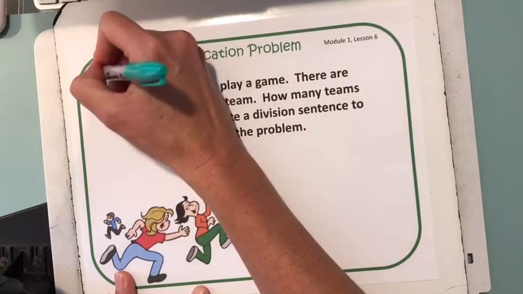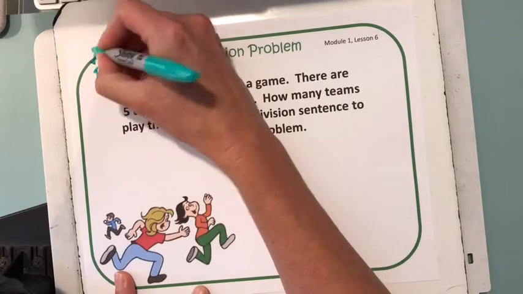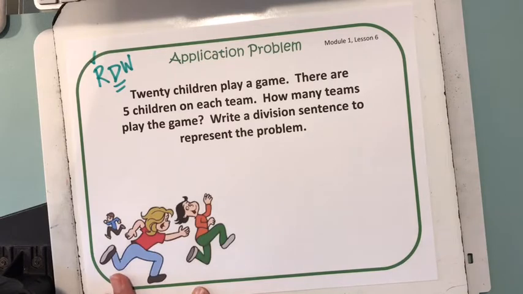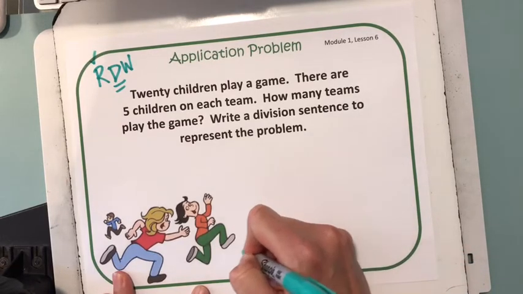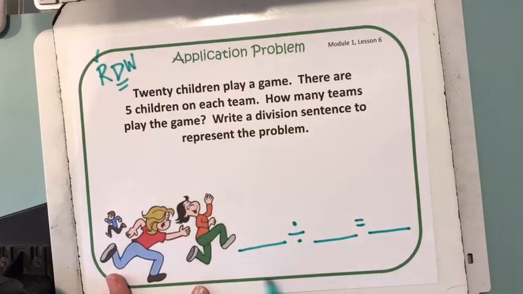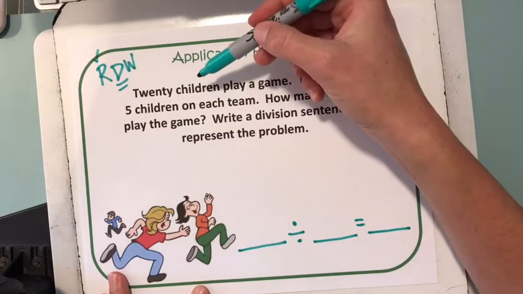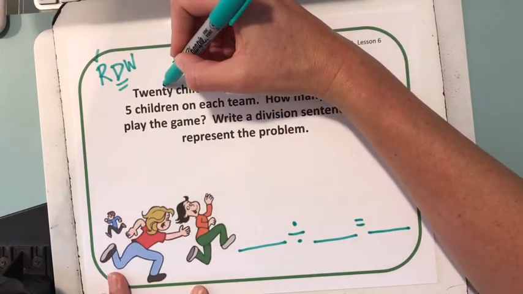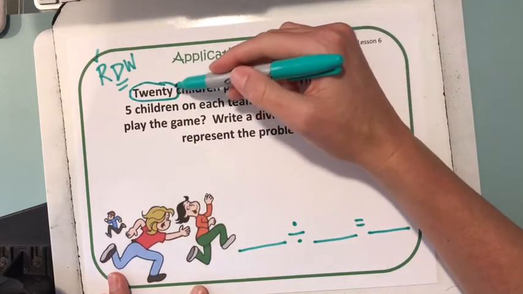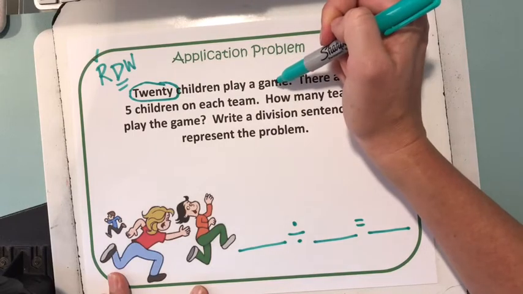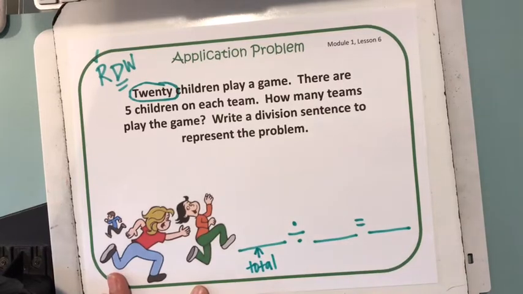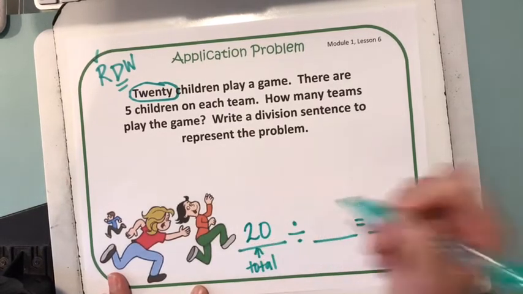So, remember our RDW. We read it. Now we are going to draw it, and they also want us to do a multiplication or a division sentence. So we're also going to do that. So I'm going to go ahead and set up that, so that way I can just fill it in. Now I'm going to find what my important numbers are. Ooh, I have an important number right here. 20 children. I know that's important because that's telling me the total. There's 20 children that are going to play this game. And I know when I'm doing division, my total always goes first, right? 20, so I'm going to put that there.